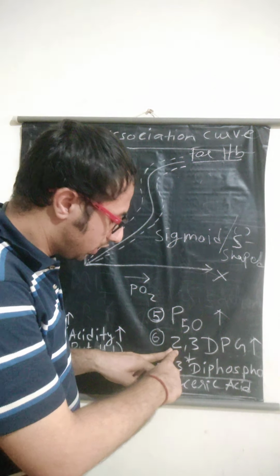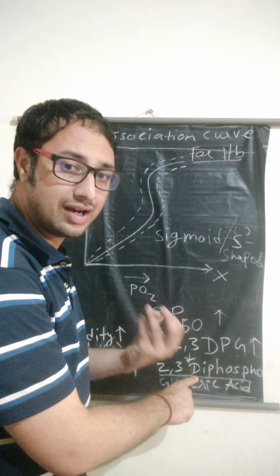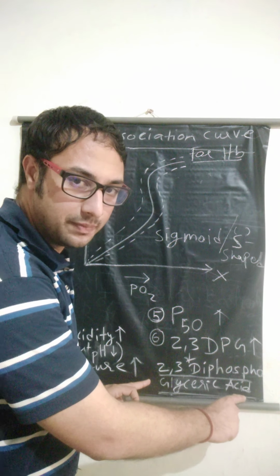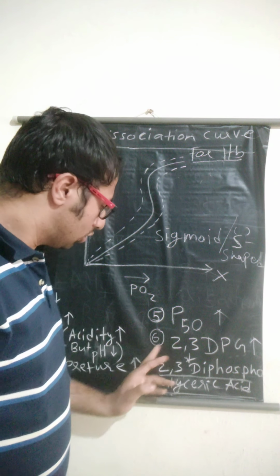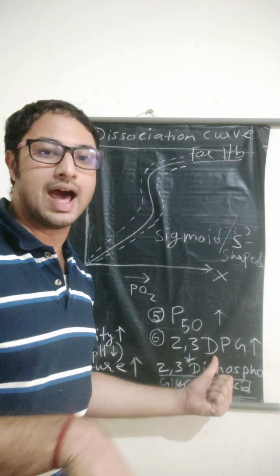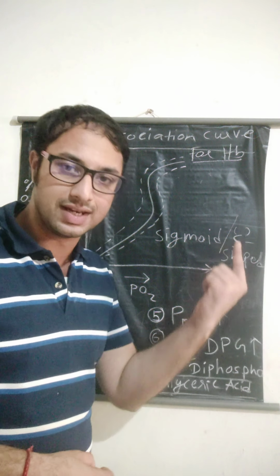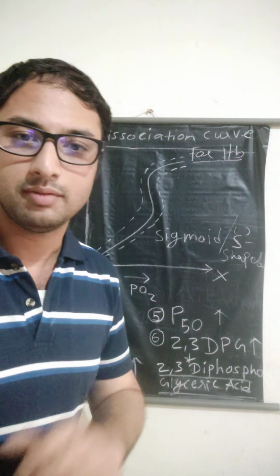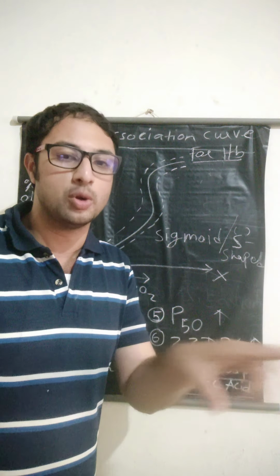Now the last is 2,3-DPG, 2,3-bisphosphoglyceric acid; in place of di you can write bis also. Where is this compound found? It is found inside the RBC. If the level of 2,3-DPG increases, then the oxygen carrying capacity of hemoglobin will decrease, which means dissociation of oxygen from hemoglobin takes place.